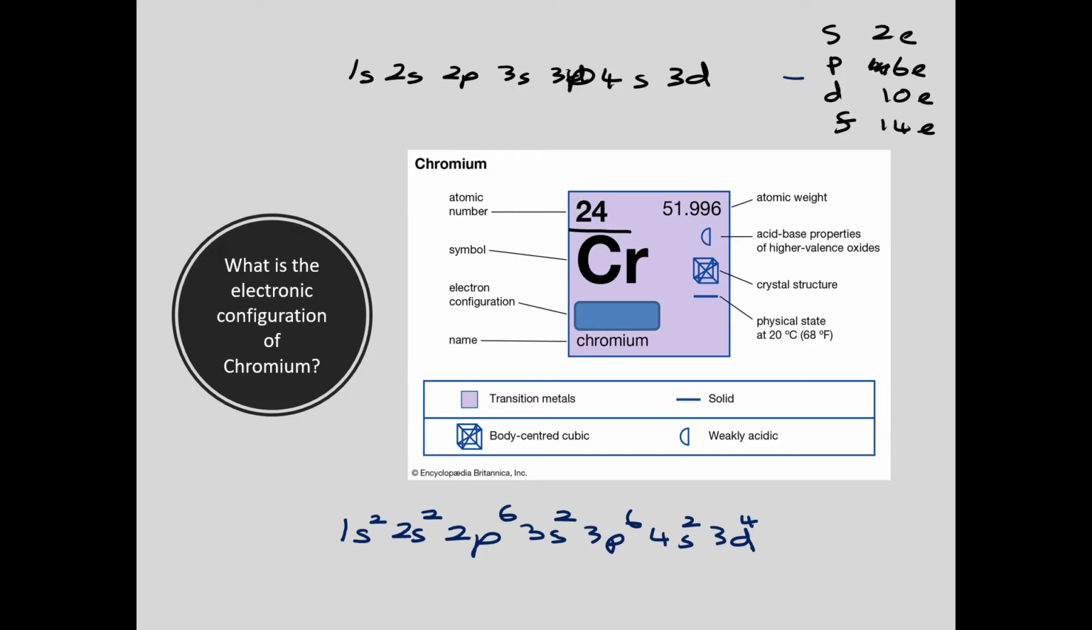Okay? But the funny thing is, for chromium it doesn't sit like this. For chromium, the configuration is like this, where one of the electrons here moves to here, making it 4s1 3d5.